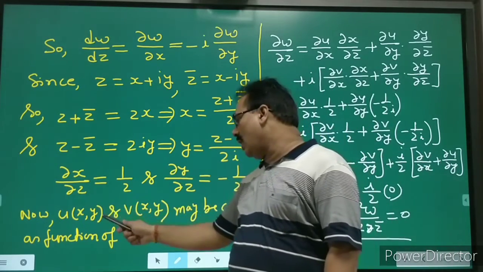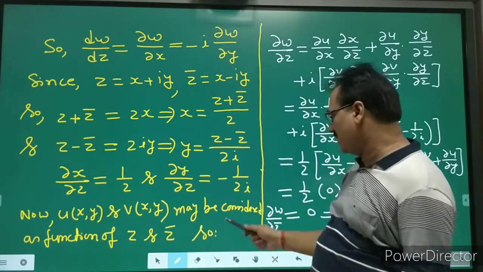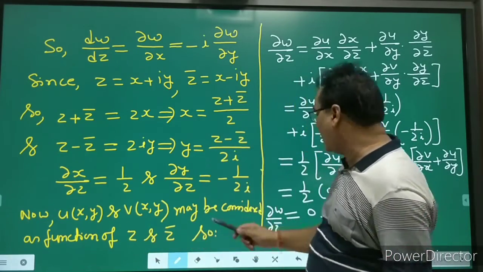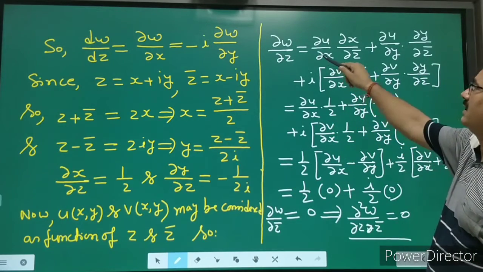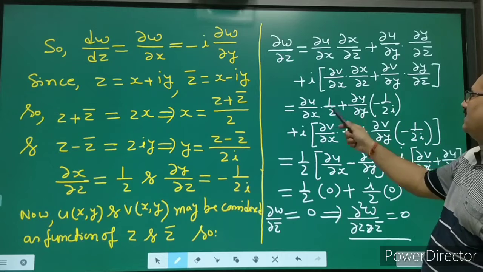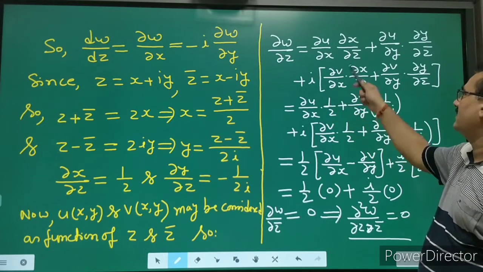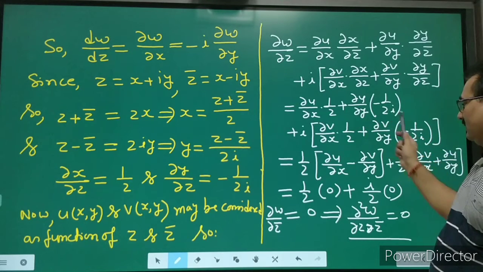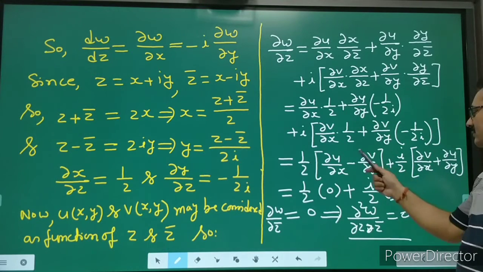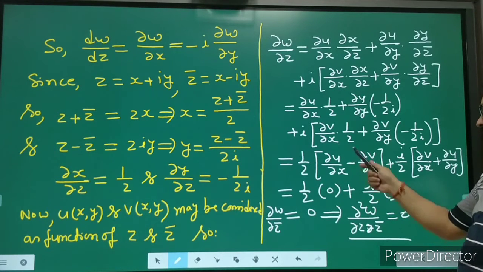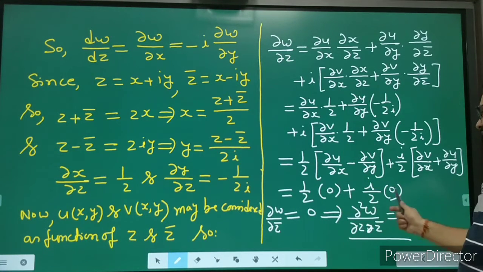So now u and v, both being functions of x and y, may be considered as functions of z and z̄. So you may write ∂w/∂z as this. Then simplify by putting the values from here, and after simplifying, using those equations, you will get 0.